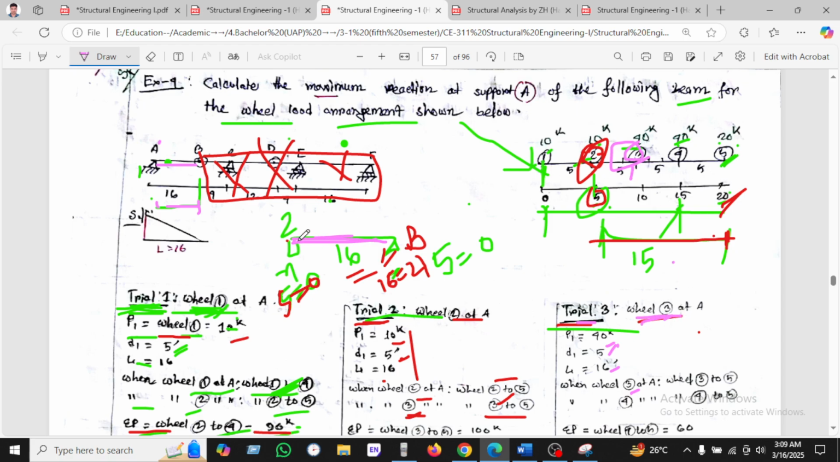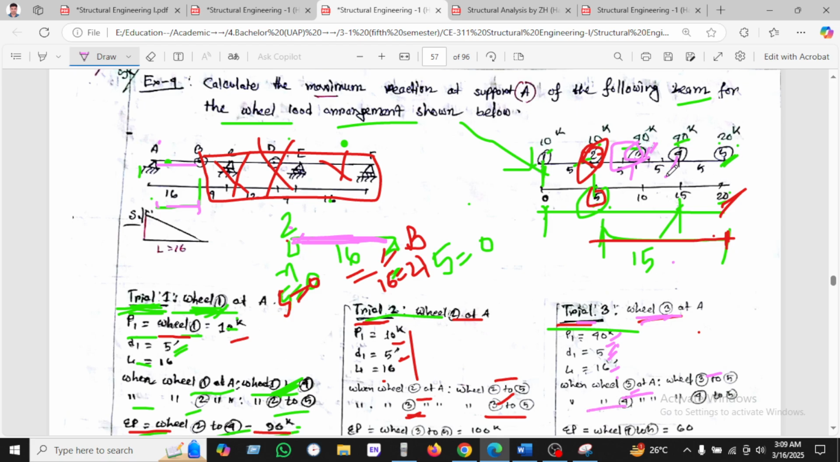So we have been taking wheel 3 at A, and the wheel load P is 40, and the distance between wheel 3 and 4 is equal to 5, and the length L of the beam is 16 feet. So wheel 3 we're taking at A. So we'll see how much will be retained in this beam. So we'll see 3 to 5 as 3 to 5, and then wheel 4 at A.